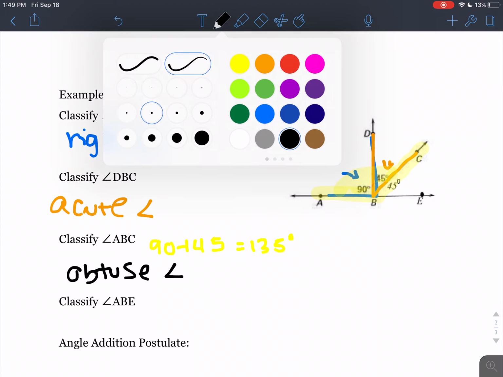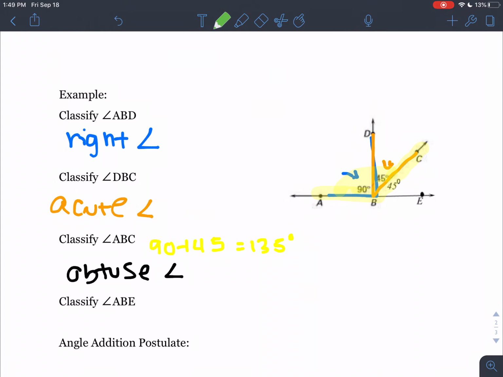And finally, angle ABE, straight across. Remember, if an angle is straight across, it's a straight angle, 180 degrees. If we even added up all these angle measurements, 90 plus 45 plus 45, you'd get 180. So that's a straight angle.